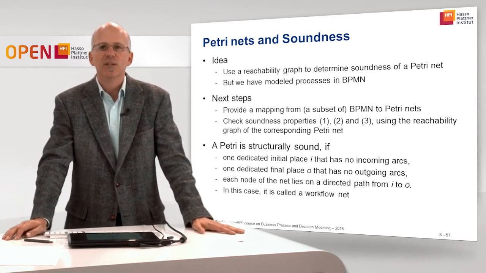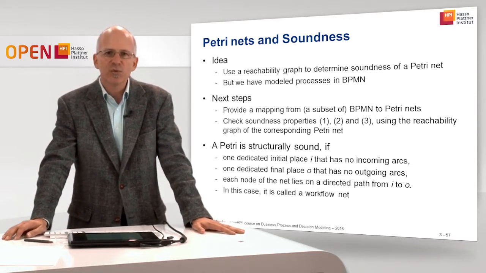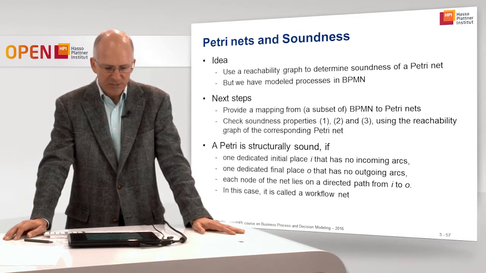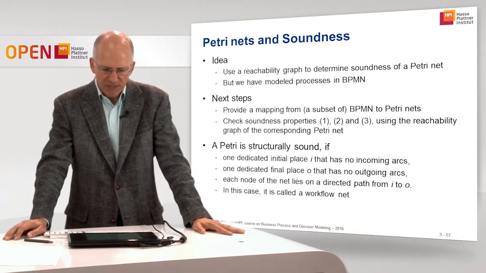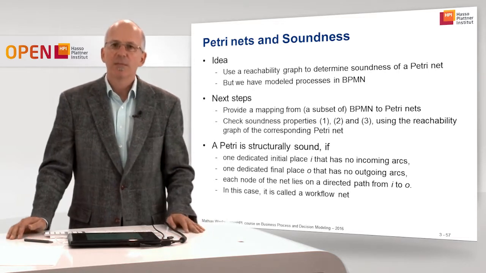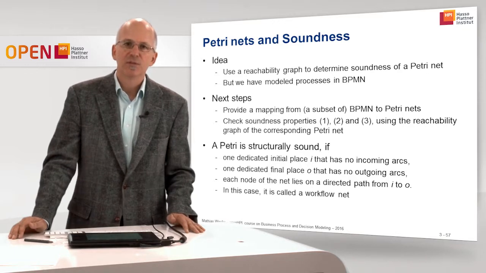I was mentioning earlier that Petri nets are used as a formal vehicle to precisely specify a soundness property of process models, of Petri nets in particular. The idea is to use a reachability graph to determine the soundness of a Petri net. However, we have modeled the process with BPMN, so there is a gap in the notations used.